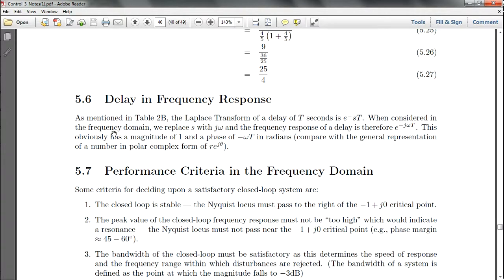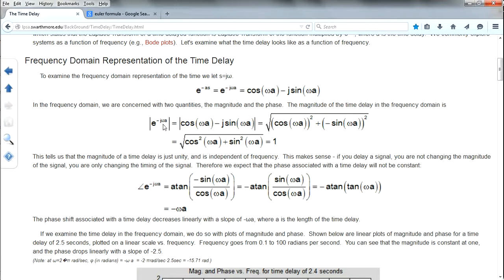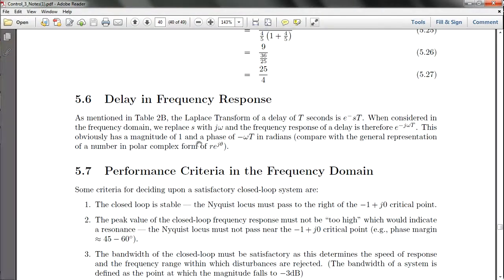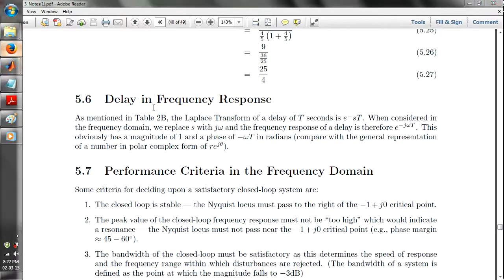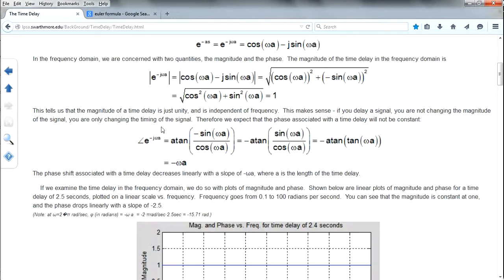Okay, when considered in the frequency domain, we replace s with j omega, so the frequency response of the delay is therefore e to the minus j omega t, right? Which is what we've shown over here, e to the minus j omega a. So the magnitude is comprised of Euler's formula of the real axis and the imaginary axis, right? And if you do the modulus, you have a magnitude of 1 as proved over here. Cosine squared omega a plus sine squared omega a, it's just the trigo rule, so you get this equal to 1.